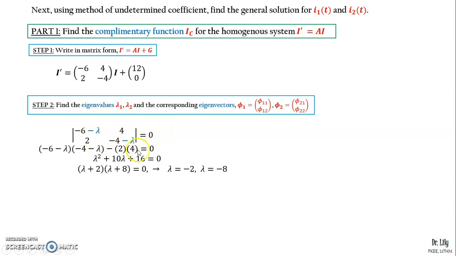So you just expand the equation. Negative 6 minus lambda multiplied by negative 4 minus lambda, minus 2 multiplied by 4. Then after that you expand your equation. You will get lambda squared plus 10 lambda plus 16 equals 0. So you solve your quadratic equation by using a calculator. You will get lambda equals negative 2 and lambda equals negative 8. Based on this, you know that your eigenvalues are real and different. Once you have the eigenvalues, we can find the eigenvectors.